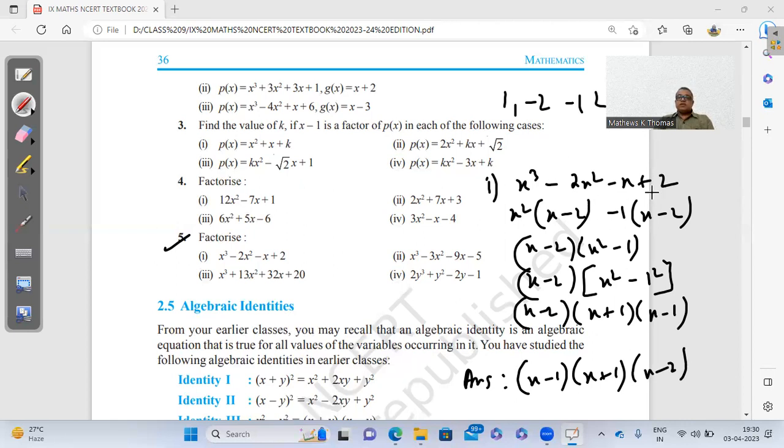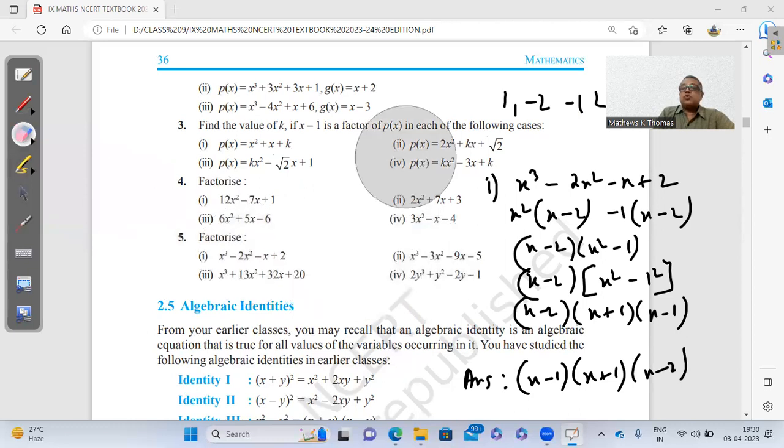So this is how we do the cubic polynomial. This is called factorization by taking common. But this worked because the coefficients are in a definite pattern. It may not work always. Like in this second one, the coefficients are 1, minus 3, minus 9, minus 5. So this method will not work here. So here we are going to use another method which is called hit and trial. This comes for 5 marks, so it's a very, very important sum.